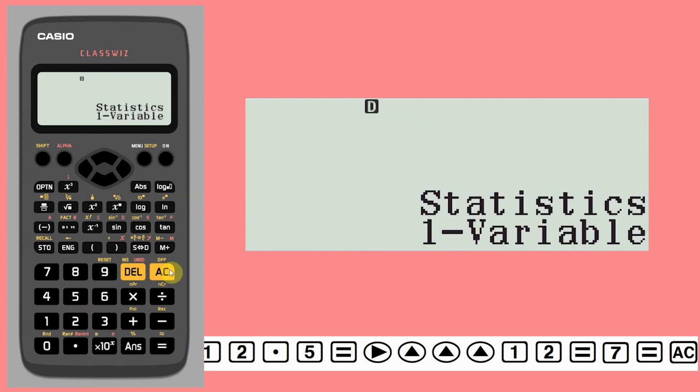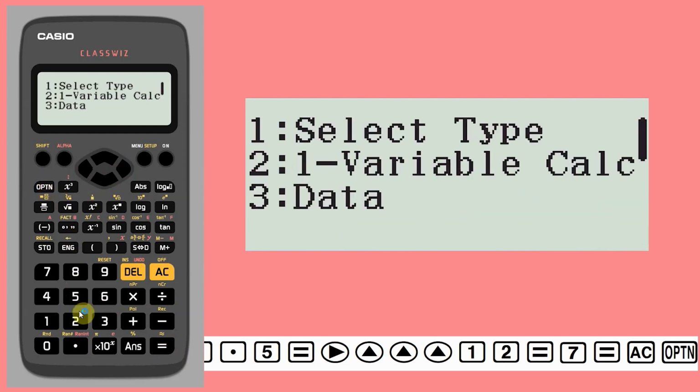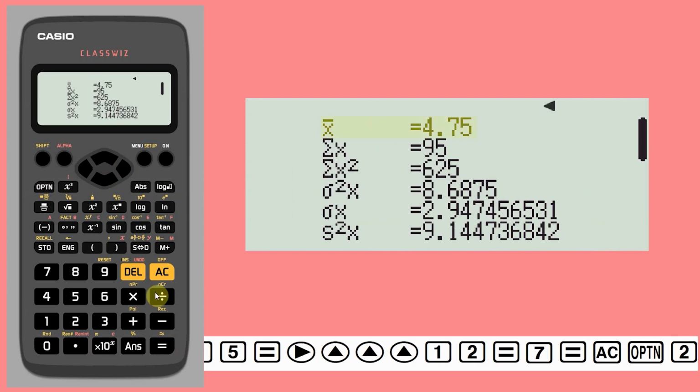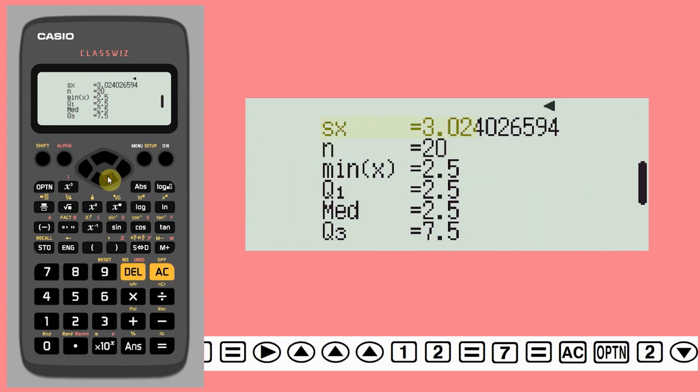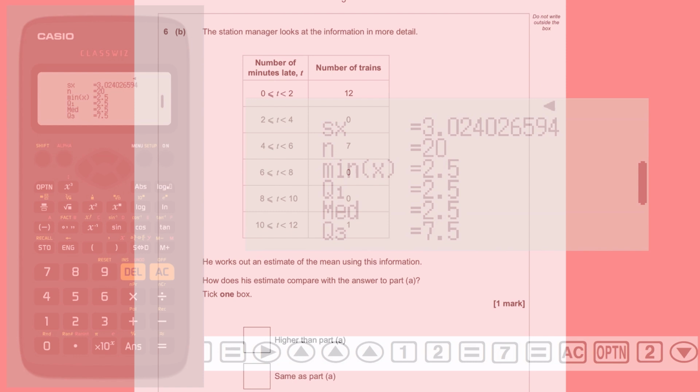Then if you press Option, you can select one variable calc, and you can see you get the 4.75. And if you wanted to write your working, it also gives you the sum of x being 95, and you also get your number of terms being 20 if you press the arrow down. So that's using the calculator for question 6.